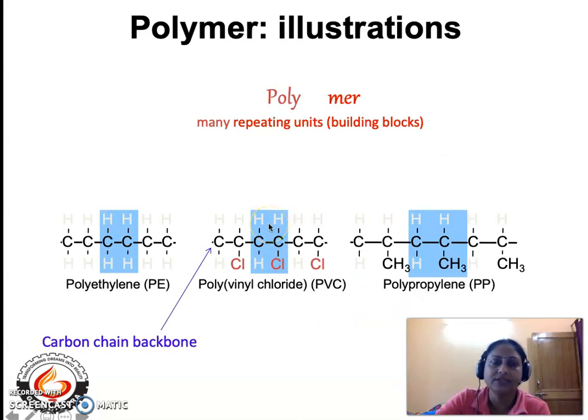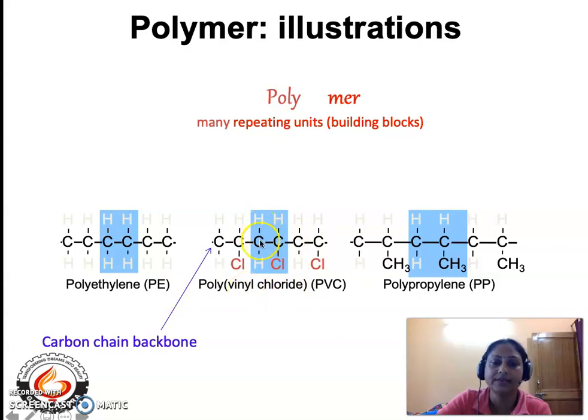More illustrations are shown in this slide. Here you see that the highlighted region is the monomeric unit, and in this case it is an ethylene molecule, that means the CH2, and more ethylene molecules have added up to form a single molecule, which is a polyethylene molecule.